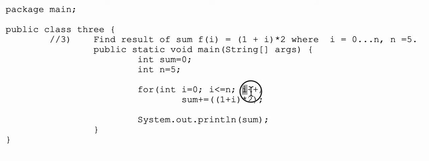Of course, we're incrementing our i with the plus plus every single time. So i is 0, then 1, then 2, then 3, then 4, and then 5. And then once it's equal to 5, it's going to stop, and then we break out of our for loop.